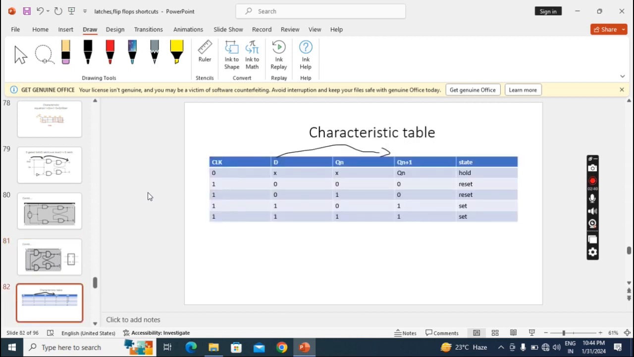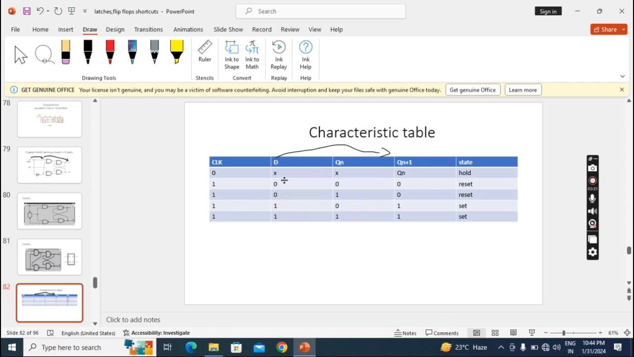Now we'll see the characteristic table. We'll take the clock, D, Qn, Qn plus 1 and state. This is positive level. When I apply 0, the next state will be the same as the present state, whatever the D value or present state value. But when I apply 1, the circuit responds. The circuit will trigger at a positive level. So this Qn can be 0 when we apply input 0, or Qn can be 1 also for input 0, and Qn can be 0 for input 1, and Qn can be 1 also for input 1. Like that we have to write.